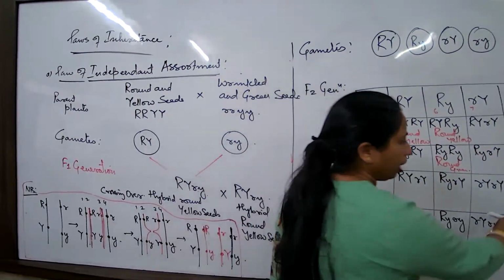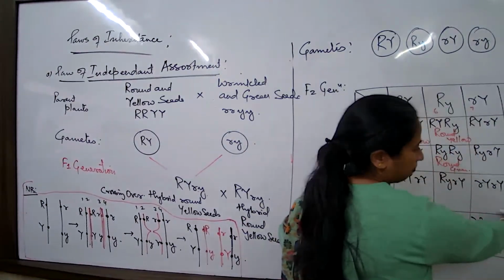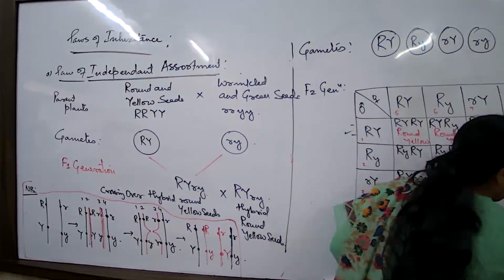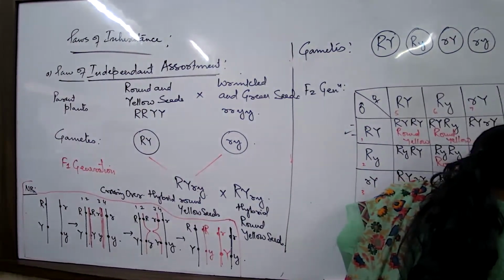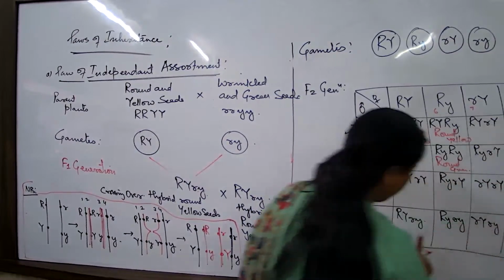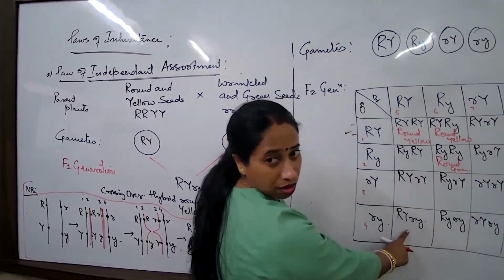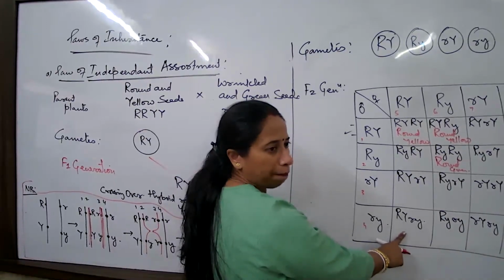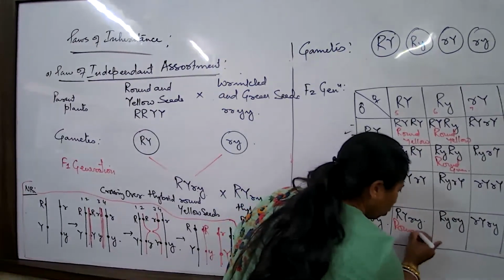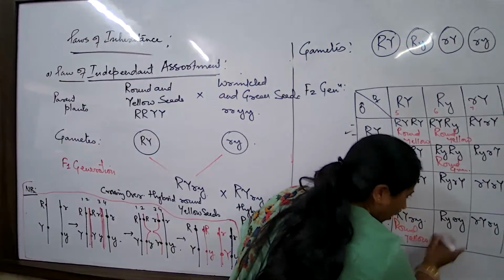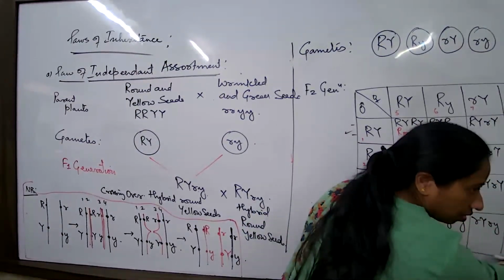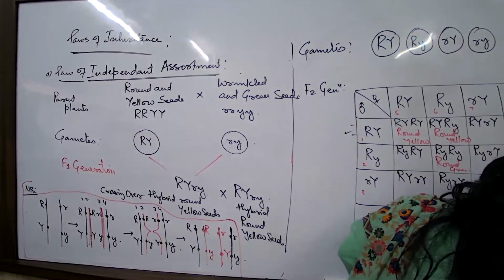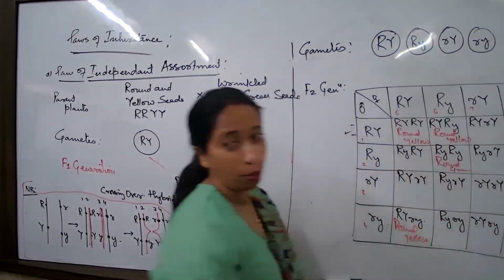करेक्ट. Now tell me what will be the phenotype of this? Yellow. So this will be wrinkled and yellow. What about this one? नहीं लिखना है. इसमें ये क्या होगा? Round and yellow. Clear है? And tell me what about this? Wrinkled and green.